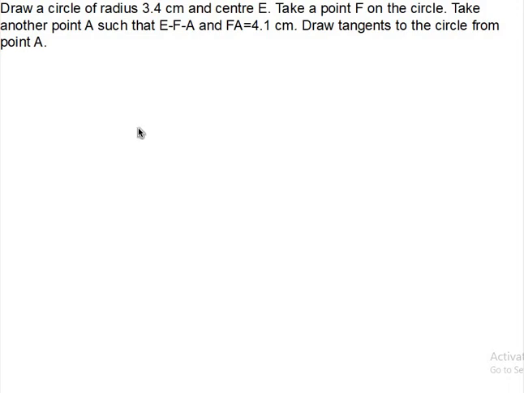Draw a circle of radius 3.4 centimeter and center E. Take a point F on the circle. Take another point A such that E-F-A, which means F lies between point E and point A, and distance FA is 4.1 centimeter. Draw tangents to the circle from the point A.